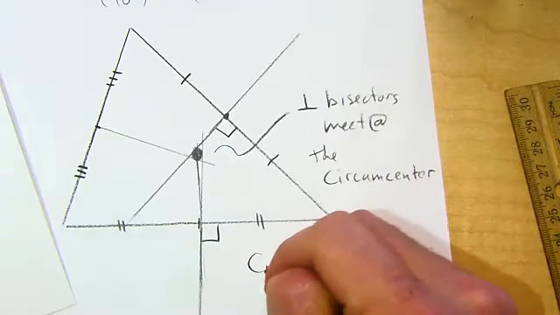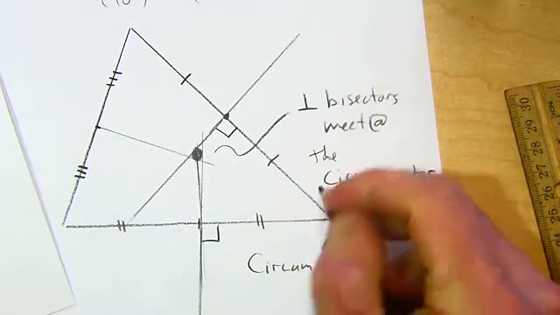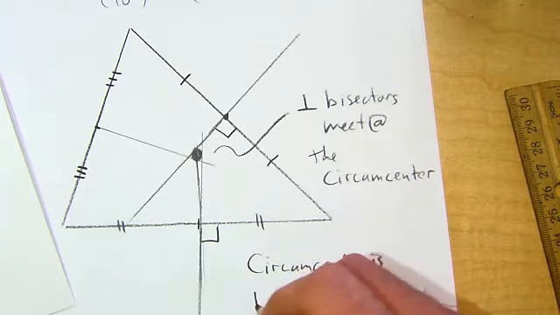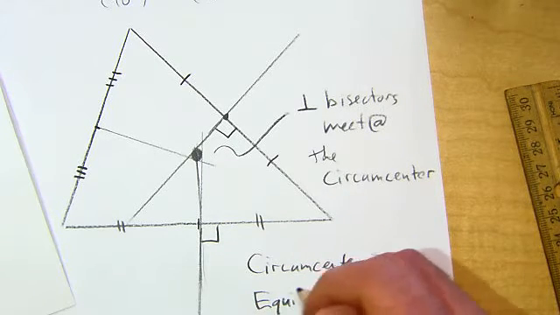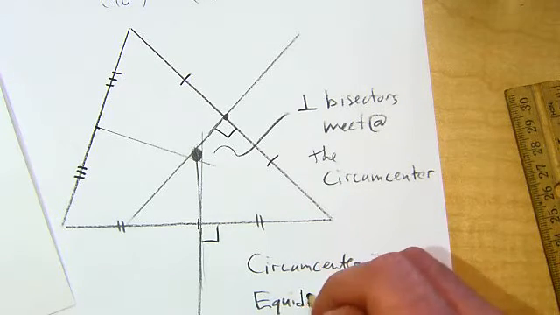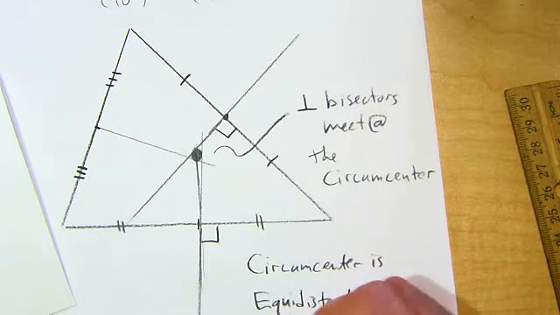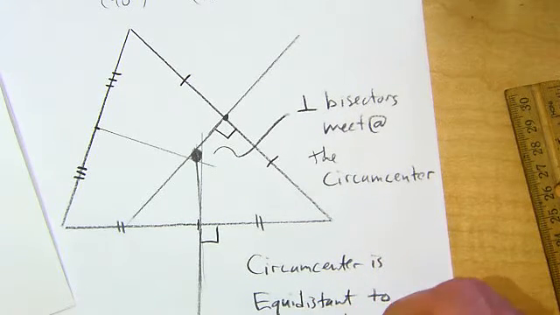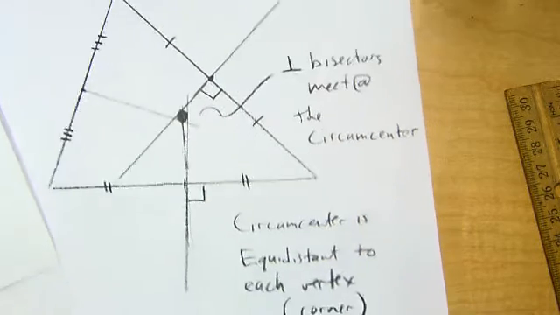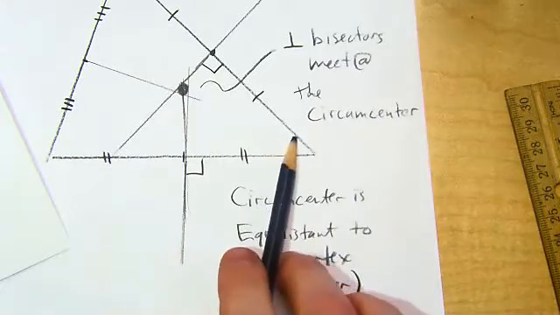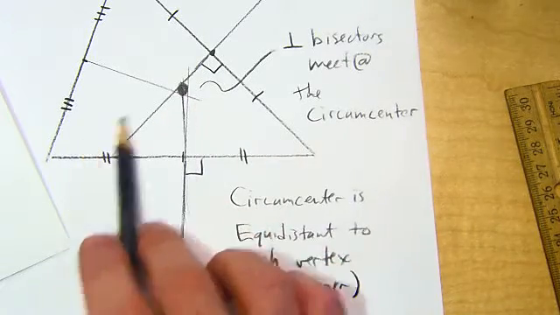The other thing is this. There's a property of that circumcenter. It's equidistant. Remember we said equidistant means it's equal distant to each vertex. Remember, vertex is just a corner. Okay, so equidistant to each corner. So this point should be the same distance to this corner as it is to this corner and this corner.